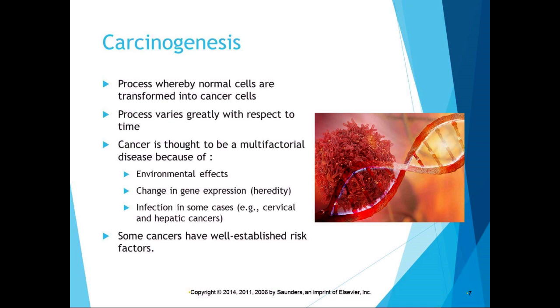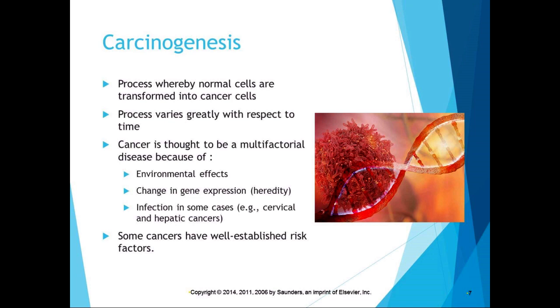So carcinogenesis is the process whereby normal cells are transformed into cancer cells. So all cancer cells start out as normal cells. The process of carcinogenesis is going to vary greatly depending on what stage you're in. So cancer is thought to be a multifactorial disease because environmental effects can change the path of carcinogenesis, changes in gene expression can change the path, and sometimes infection can cause carcinogenesis, like cervical and hepatic cancers, and we'll talk about individual disease agents at some point.